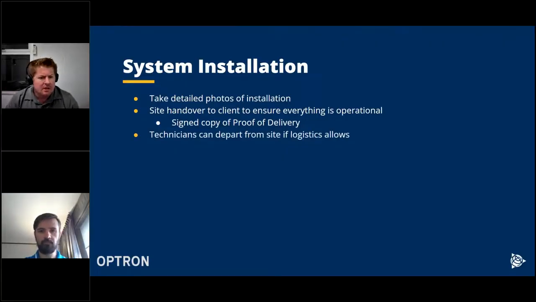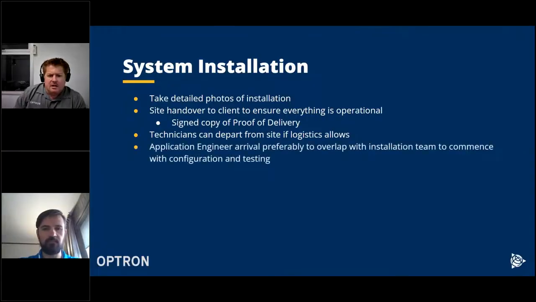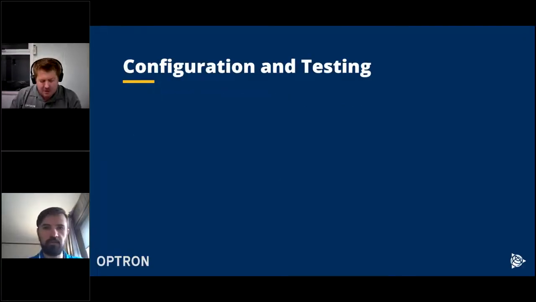Once the hardware installation is done, the technicians can depart from site if logistics allows. Because sometimes we won't send a technician and the application engineer together. We'll just send 2 technicians maybe in the beginning. They'll install the hardware and then depart from site, and the application engineer will arrive on site to do the software part and the training. The application engineer should preferably arrive a couple of days before the technicians depart, so that it can overlap with the last part of the installation, so that both parties are available for configuration and testing. So that brings us to configuration and testing.